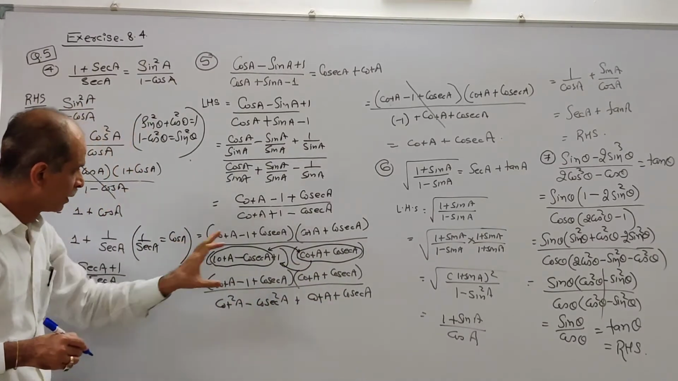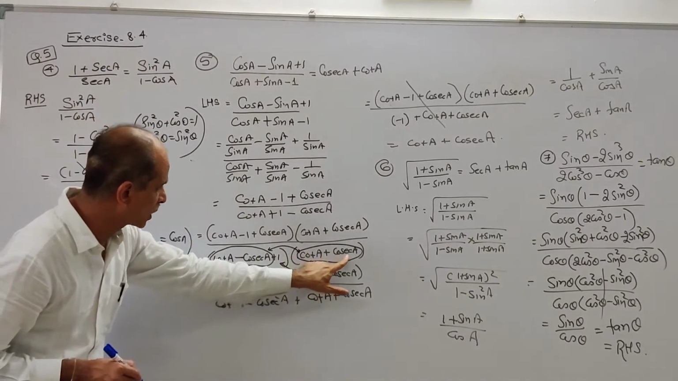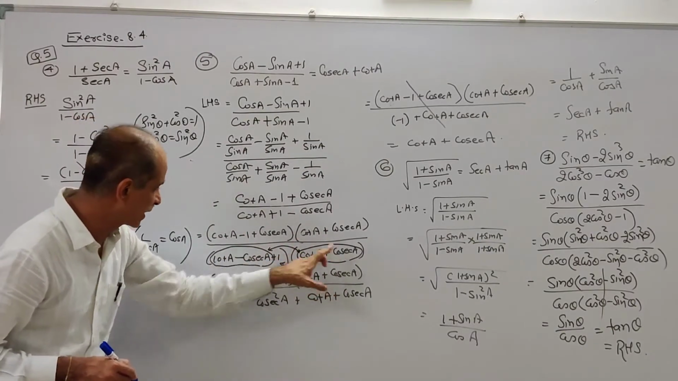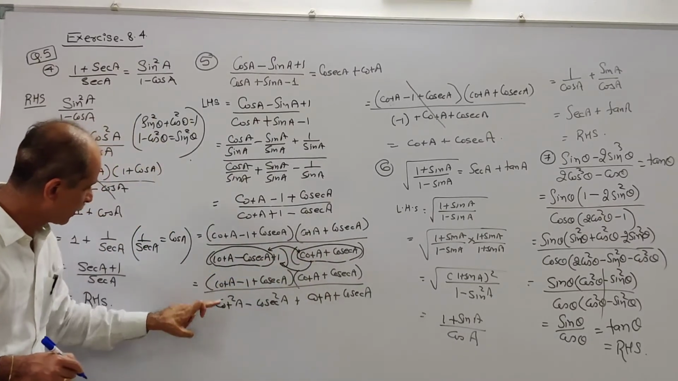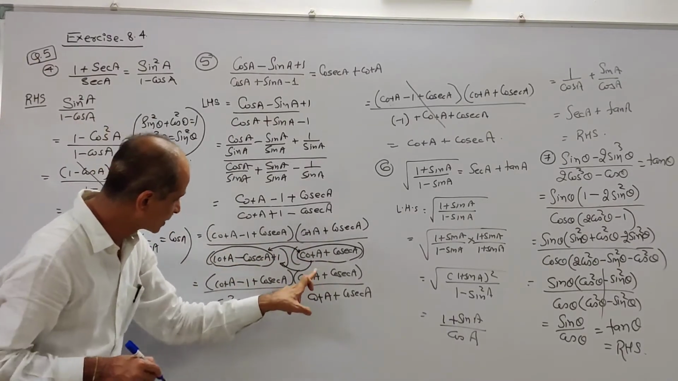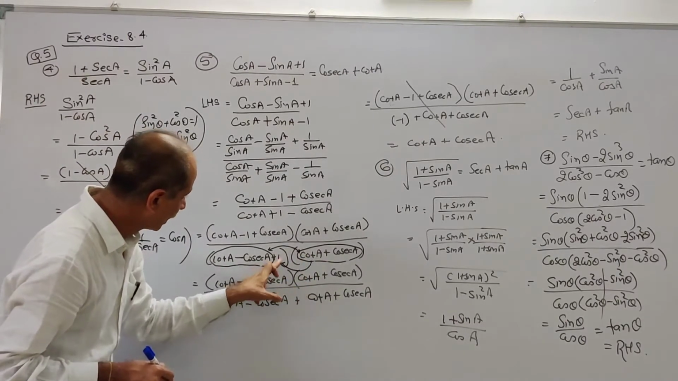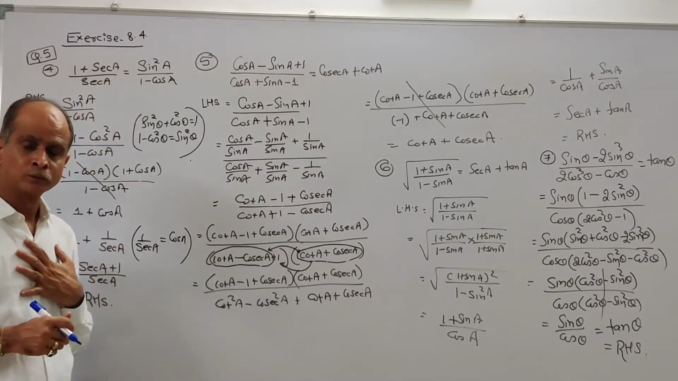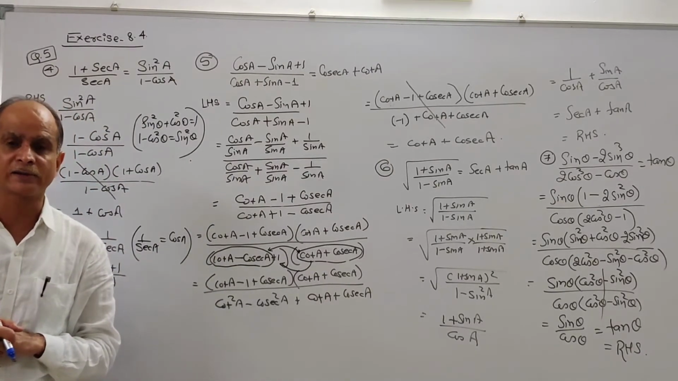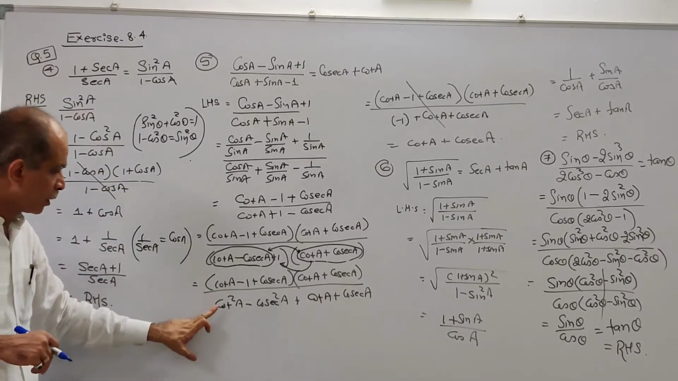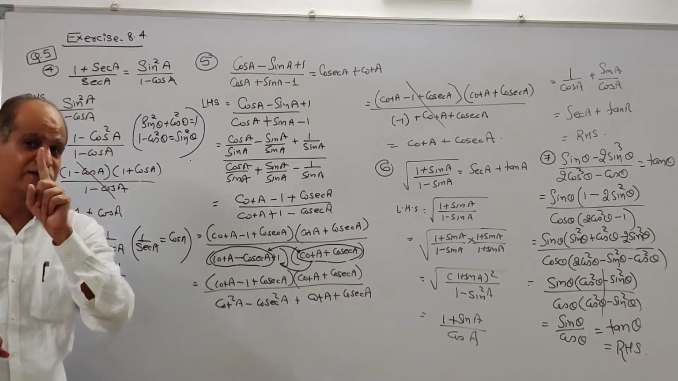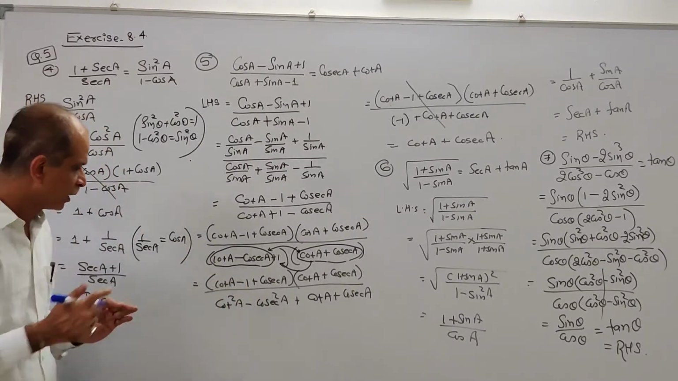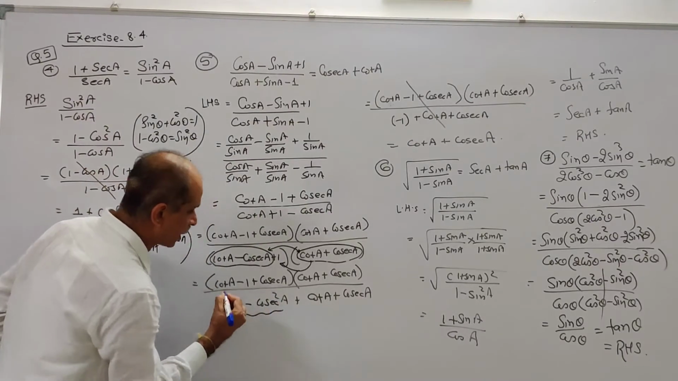Very important step. First you have to multiply cot A plus cosec A with cot A minus cosec A. Then you have to multiply cot A plus cosec A with 1. So you get cot square A minus cosec square A plus cot A plus cosec A. Now you know, according to the identity, 1 plus cot square theta is equal to cosec square theta. Therefore, cosec square minus cot square is equal to 1, and that's why cot square minus cosec square is equal to minus 1. So in place of this, write down minus 1.